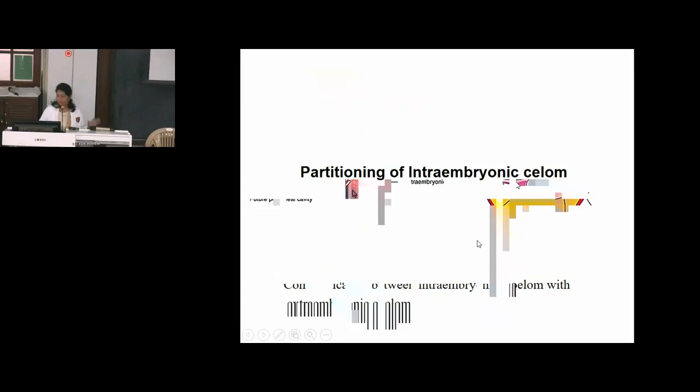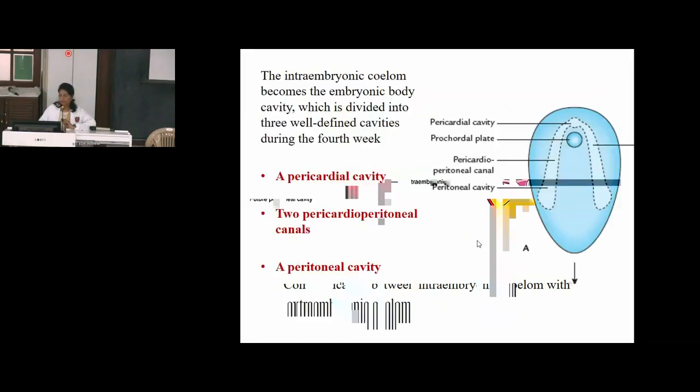In the intraembryonic mesoderm, the various partitions are formed to form these cavities. So we know this intraembryonic coelom becomes the embryonic body cavity, which is divided into three well-defined cavities. During what age? During the 4th week of intrauterine life, right? It's so early. So we know the cranial most part of this horseshoe-shaped cavity is forming the pericardial cavity, while these lateral limbs, which are connecting this primitive pericardial cavity with the primitive peritoneal cavity, are named the pericardio-peritoneal canals.